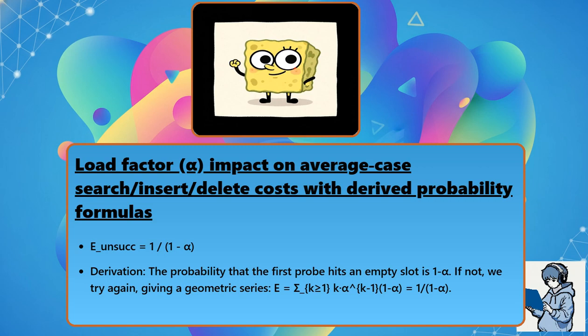Derivation: the probability that the first probe hits an empty slot is 1 minus alpha. If not, we try again, giving a geometric series. E equals sigma over k greater or equal to 1 of k times alpha to the k minus 1 times (1 minus alpha) equals 1 divided by (1 minus alpha).